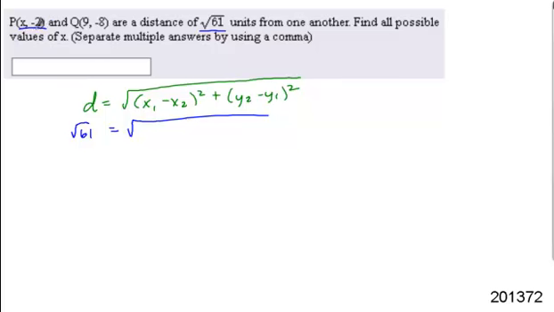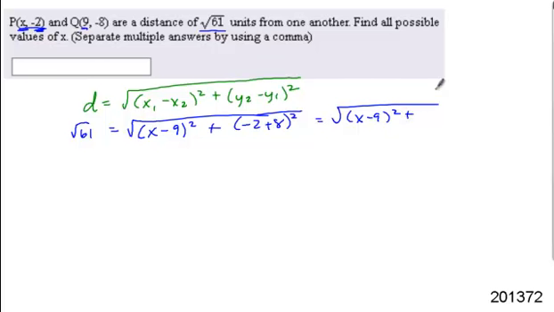We're given our x-coordinates as x and 9, so we're going to take the difference of x minus 9 squared plus the corresponding y's of negative 2 minus a minus becomes plus 8 squared. And so when we solve for this, we get x minus 9 squared plus 6 squared, which is 36.